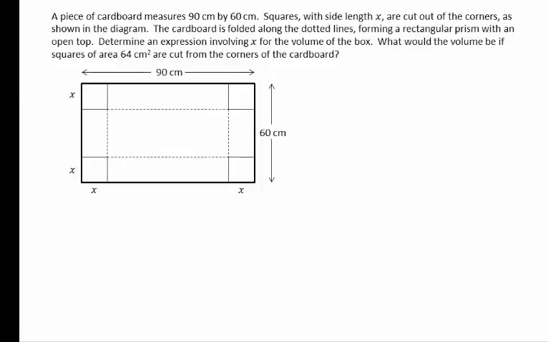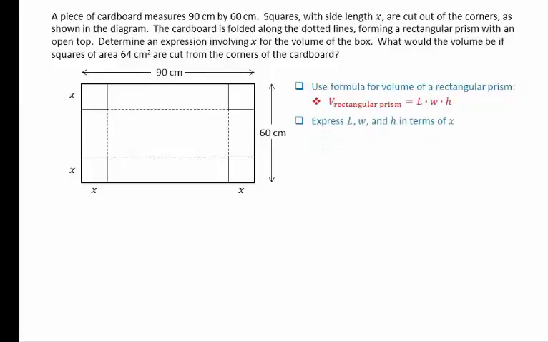What would the volume be if squares of area 64 centimeters squared are cut from the corners of the cardboard? Here we have to use the formula for the volume of a rectangular prism. Volume is equal to length times width times height. We must express the length, the width, and the height in terms of x.